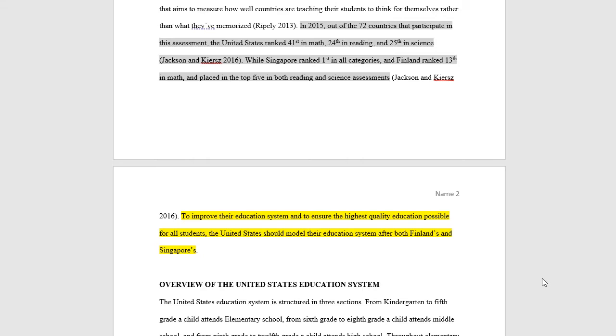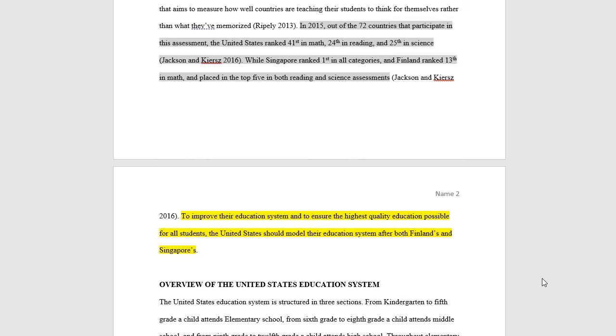So we know we're going to need some information about the United States and the education system in the US, and we're going to need information on Finland's education system and Singapore's education system in terms of what those systems involve and why we should consider them stronger models than the one we have in the United States.